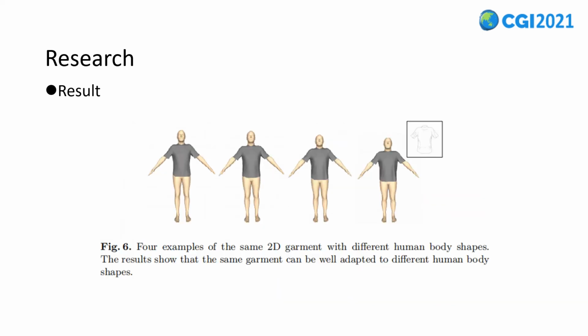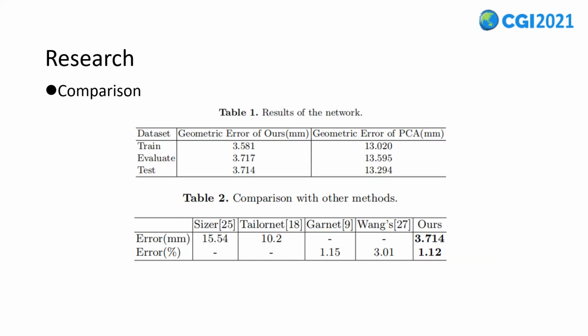Here, we show 4 examples of the same 2D garment with different human body shapes. The result shows that the same garment can be well adapted to different human body shapes. We also compare other clothing modeling methods. We have adopted the same measurement standards as the original paper, and our result is better.